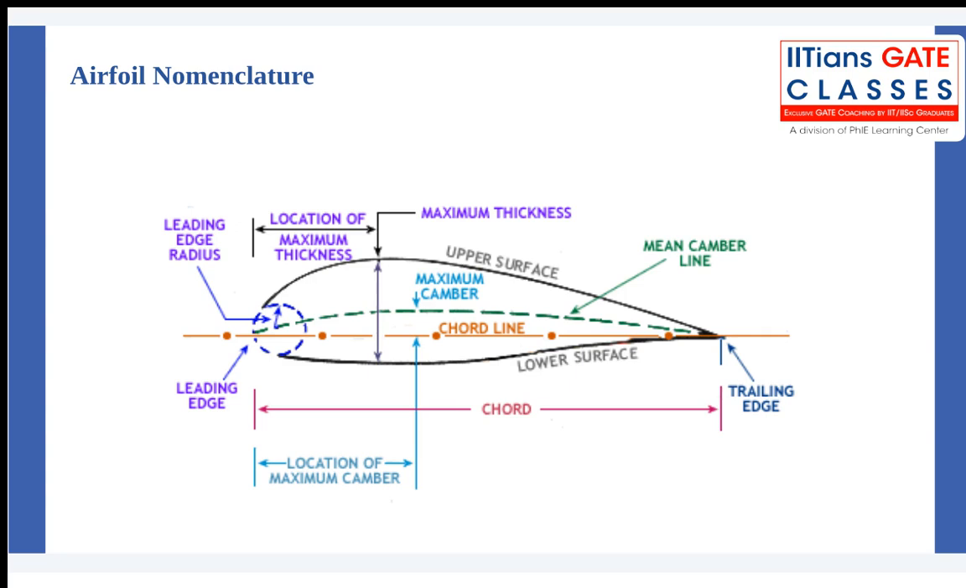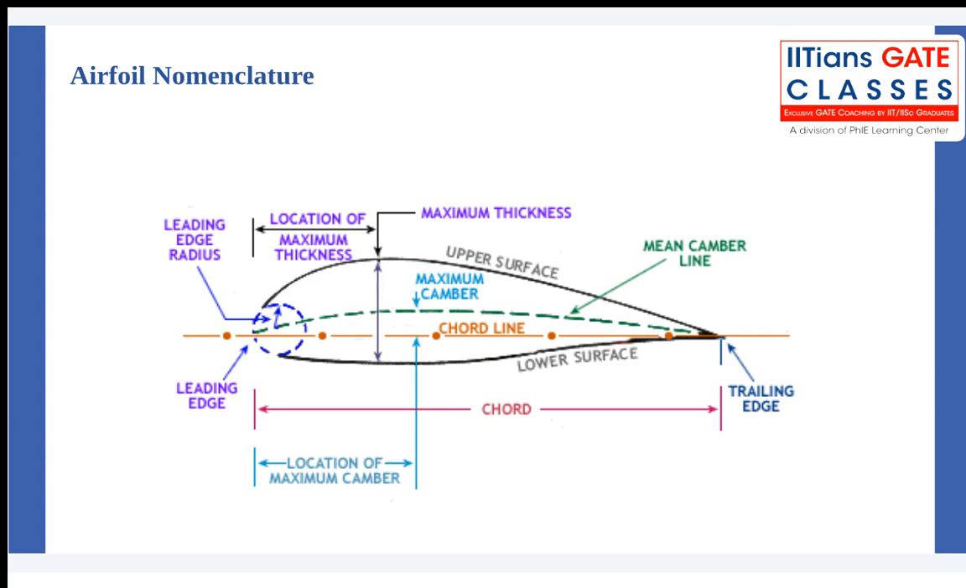Then you have a chord line and camber line. Can someone tell me what the chord line is? Joins leading edge and trailing edge. Yes, so a straight line joining the leading edge and the trailing edge is the chord line. What is camber line? The dashed line in green here is the mean camber line.